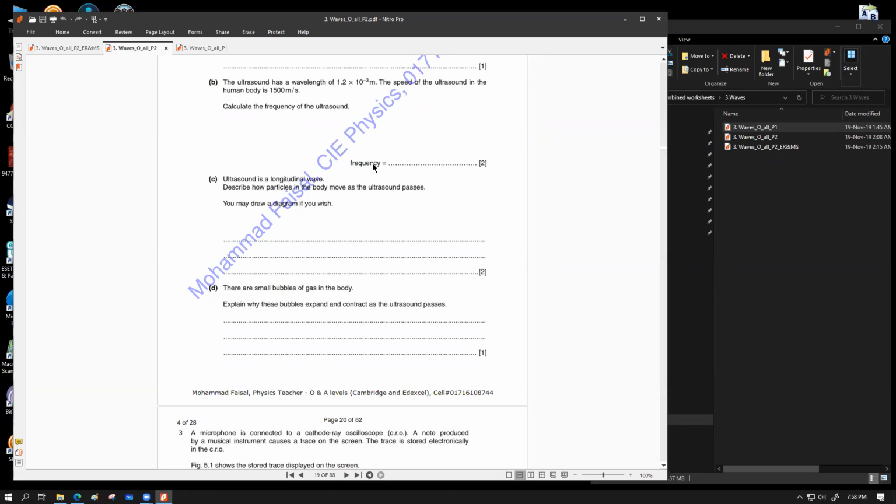বলো এখন প্রবলেম কোথায়? I wasn't able to understand how to write this answer. How is the different frequency of light occurring? We are supposed to describe how particles in the body move as the ultrasound passes. I'm definitely supposed to write at the atomic level, but I want it step by step. How can I write it? I was confused.